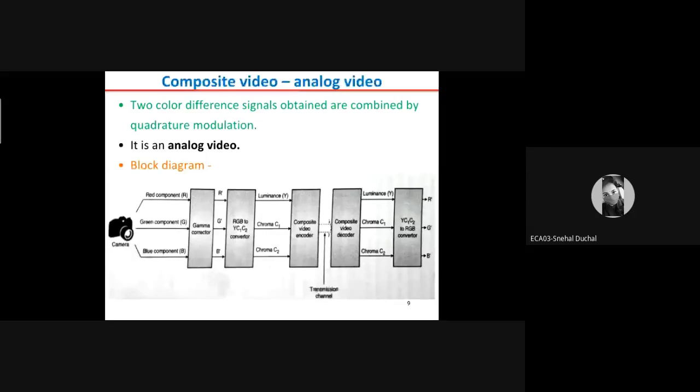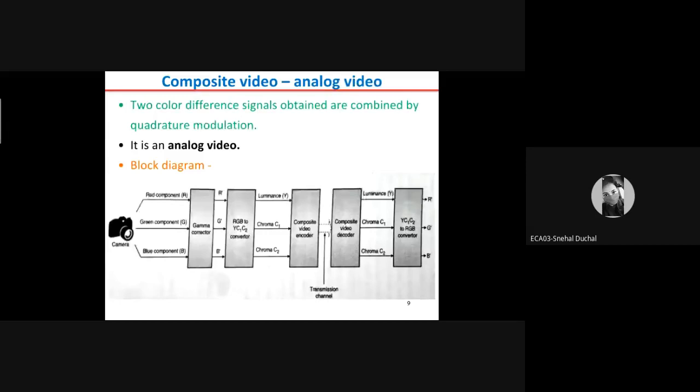So we have to convert the RGB model into the YC1 C2 format. For that purpose, we can use the RGB to YC1 C2 converter. Similarly, if I have to convert a color image into a gray image, we can use the command RGB to gray. Similar to that, we can convert the RGB image into YC1 C2.